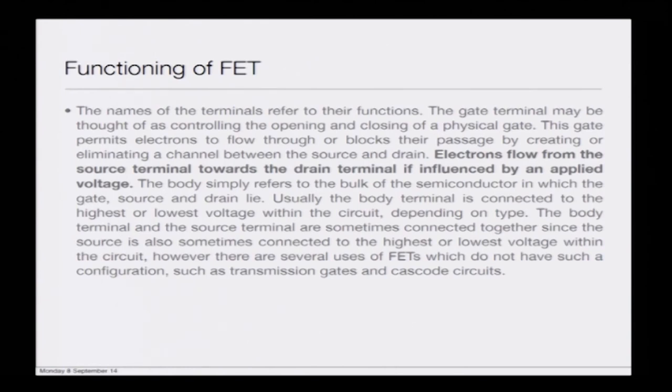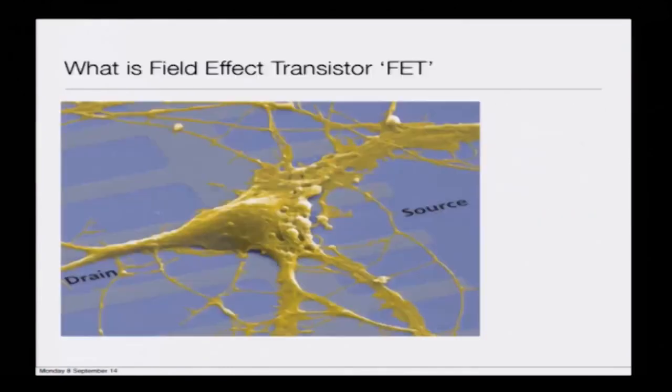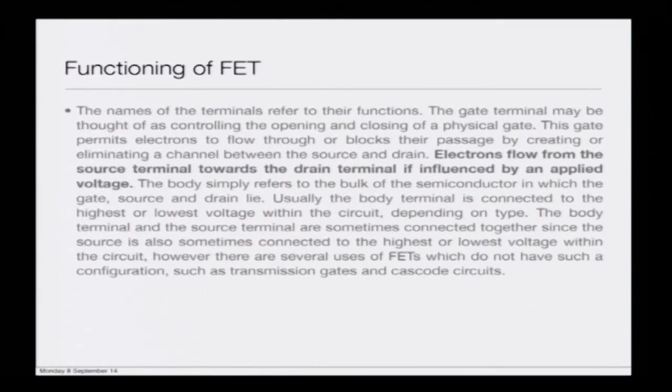What is most important is what happens between the source and the drain. If you see the electron flow from the source terminal towards the drain terminal, in the picture there is a source and there is a drain, and in between on the gate there is a neuron which is sitting out there. So, the flow of the electron from the source to the drain is regulated by the applied voltage. That is what was being shown here. The electron flow from the source terminal towards the drain terminal is influenced by the applied voltage.